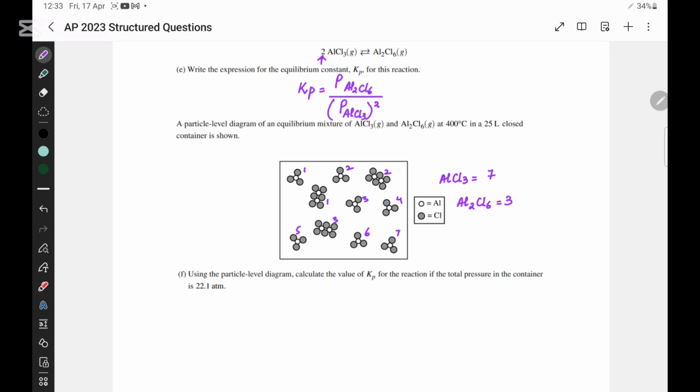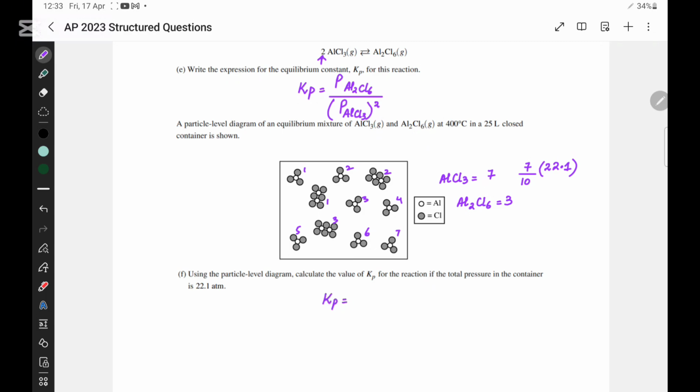Use the particle level diagram, calculate the value of Kp if total pressure is this. So if we want to find out the partial pressure of AlCl3, that is 7 divided by total number of particles, that are going to be 10. 7 plus 3 is 10, times the total pressure, that is 22.1.